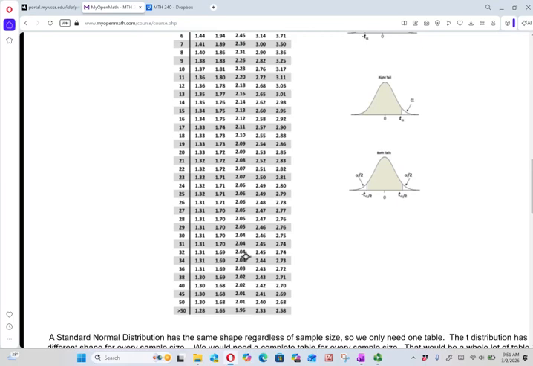Gossett was the master brewer at the Guinness Stout Brewery, so don't think that statistics never gave you anything. But he left us with this student's tea because when he published it, he couldn't use his real name. So he used the name student. And that's why it's called the student's tea distribution.